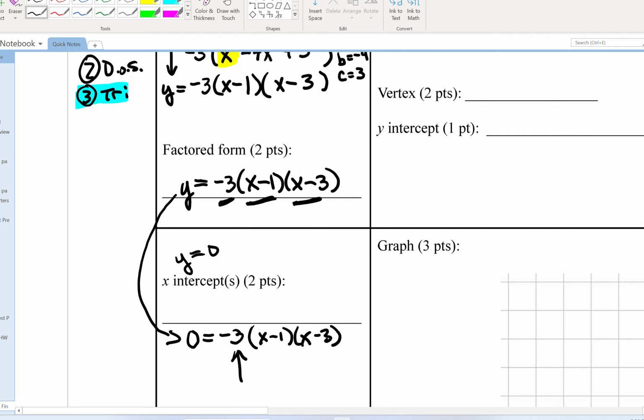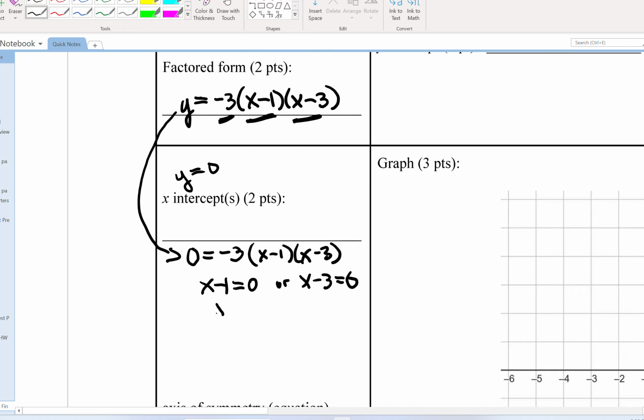This negative 3 is not going to affect the solution. It could be anything. As long as it doesn't have a variable with it, it's not going to change the solution. What will change? These factors that have the variable, because those values can change, and we need them to be 0, because only multiplying by 0 can you get 0. So I get x minus 1 equals 0, or x minus 3 equals 0.